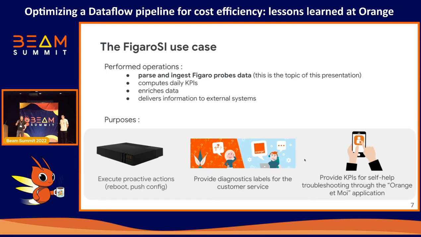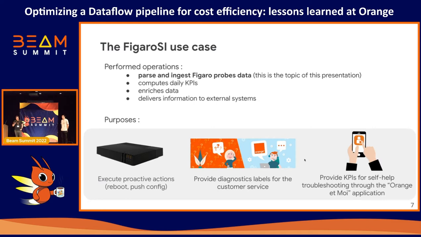Second purpose is to provide diagnostic labels for the customer services to help them resolve customer problems. Some examples of these labels are Emma's iPhone is nearly out of range, or there is a 5 gigahertz Wi-Fi frequency saturation in the neighborhood, or the Wi-Fi extender is too close to the residential gateway. And the last purpose is to provide some of the computed data to other applications, for example, the Orange and Me mobile application to help customers resolve their problems on their own.